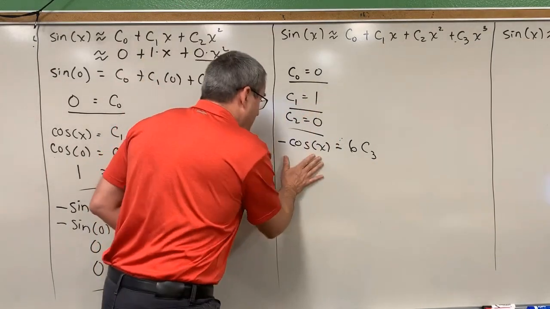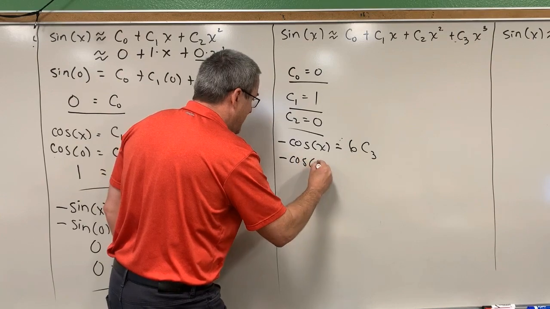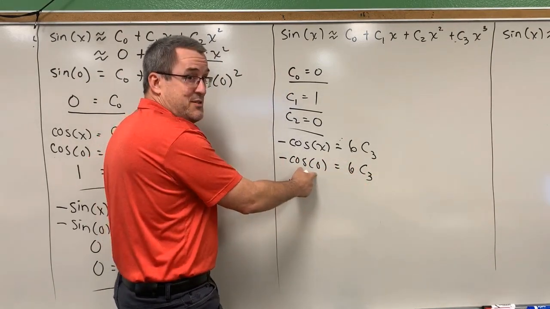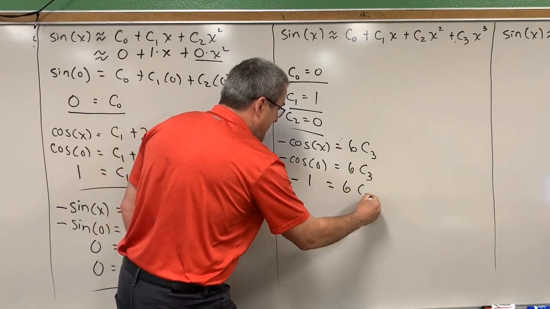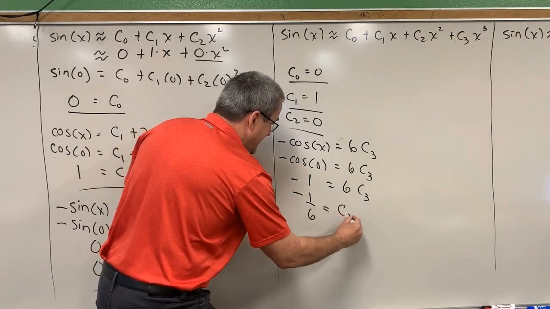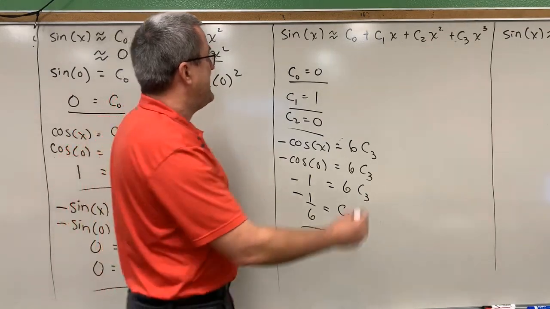Now, third derivative, at x equals 0. The cosine of 0 is 1, so this is a negative 1 equals 6c3. Therefore, c sub 3 is negative 1/6. So here's what we can now claim.